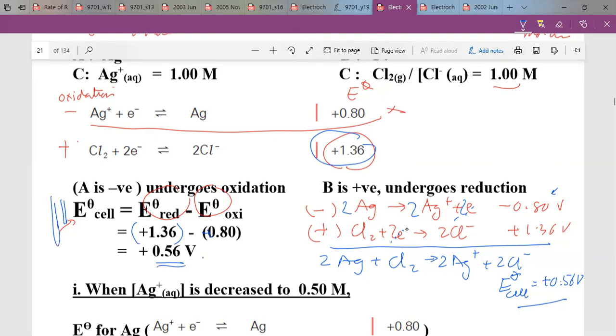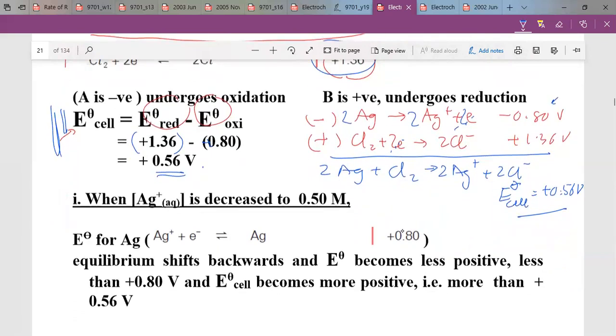Now using the same trend of argument, I now say, if the concentration of Ag plus is decreased to 0.5, how would you argue, first of all, what happens to the E cell? Will it increase, means becomes more positive, or decrease, means becomes less than 0.56? Now this is how you argue. Remember silver is the main deal here. For 1.0 mole per dm cube, this is the value. So now it's going to half, 0.5. It's decreasing. So by Le Chatelier's principle, it will shift backwards now.